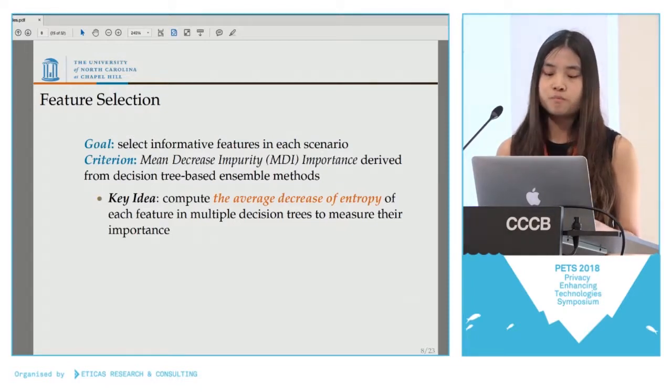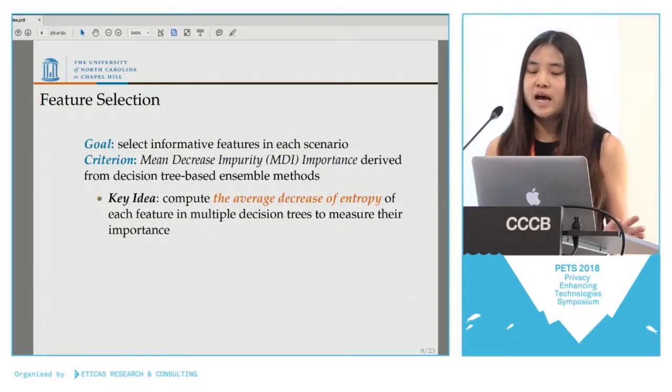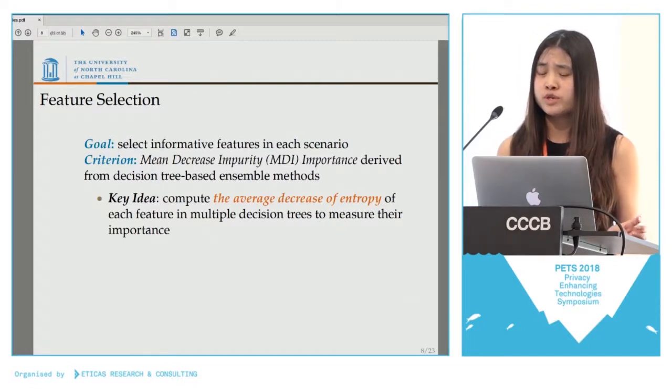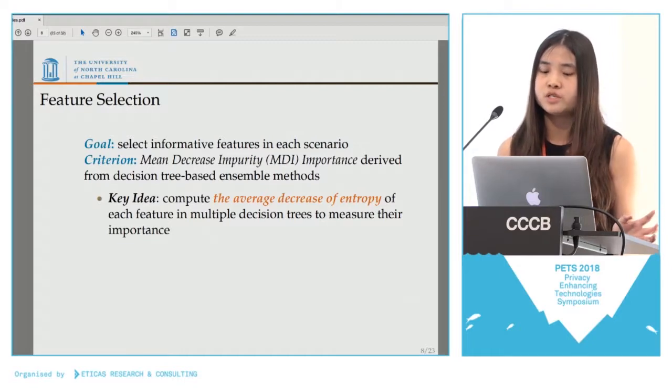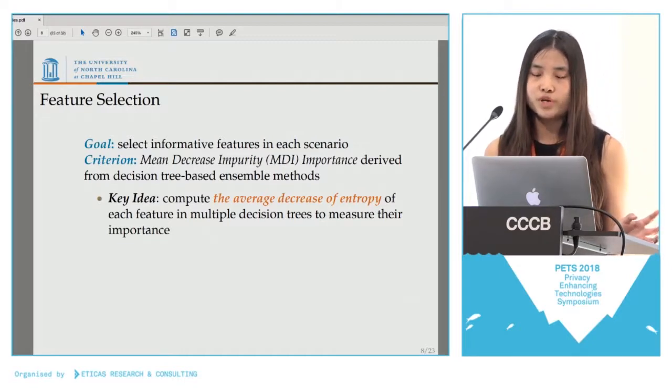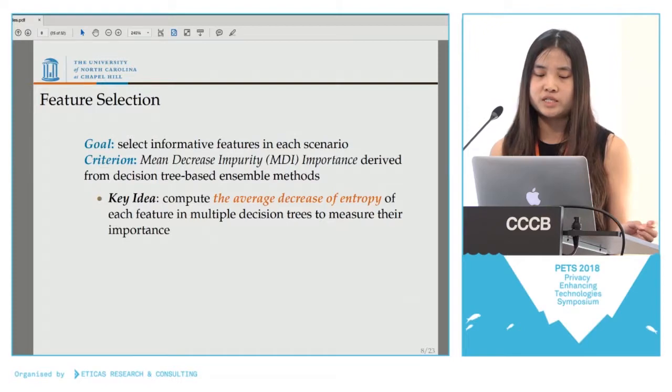if you are interested. So the key idea is to compute the average decrease of entropy of each feature in multiple decision trees to measure their importance. Thus, the higher the MDI importance, the more informative the feature is.